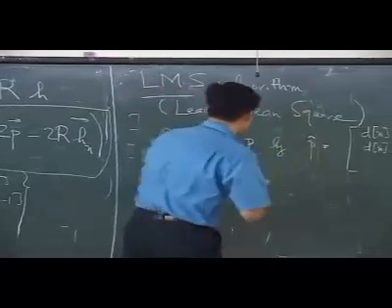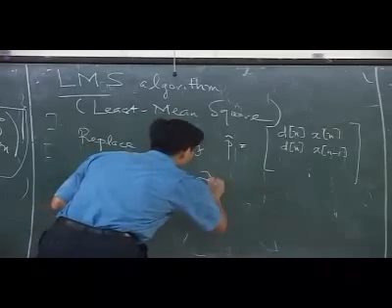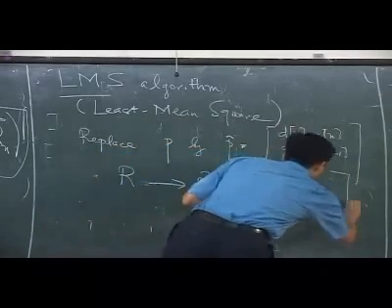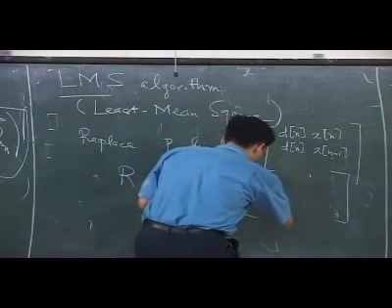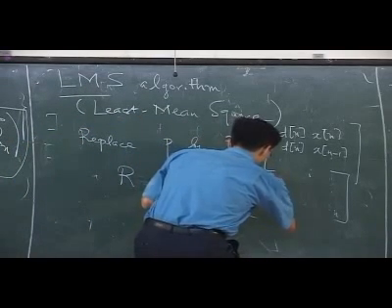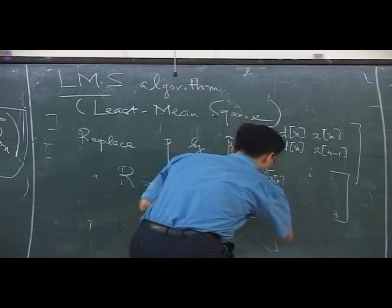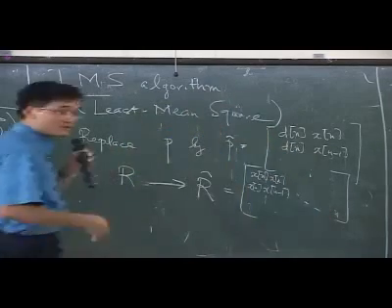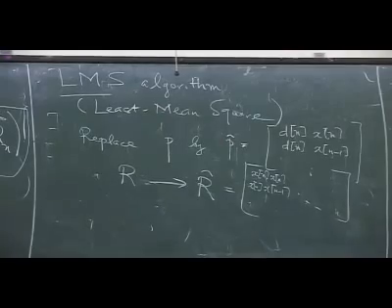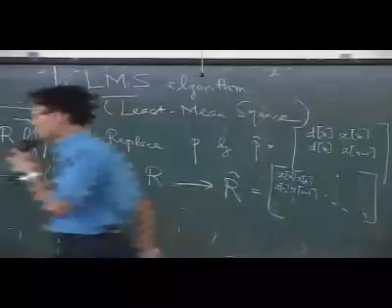I replace it by this. And also R, replaced by this R here equal to this. Instead of taking the expectation now, I simply take all of this value: x of n, x of n minus 1, and so on. So I replace this by those matrices. Can you see that? So if that's the case, then we can write the adaptive equations now.